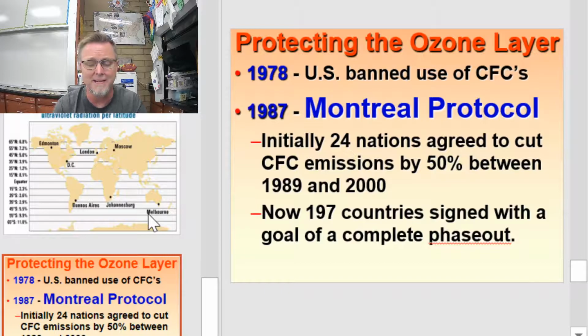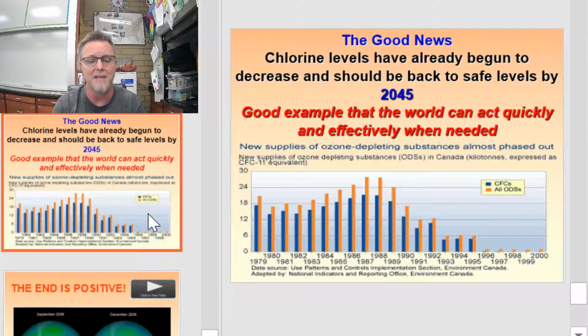While that sounds great, there are more than 197 countries out there, right? So there are still some places that are still using CFCs, and hopefully the levels being released into the atmosphere are much smaller as a result of these activities. The good news is chlorine levels have already begun to decrease, and as a result of this action, our ozone holes are getting smaller. The thought is that by sometime between 2045 and 2049, there might not be an ozone hole at all.